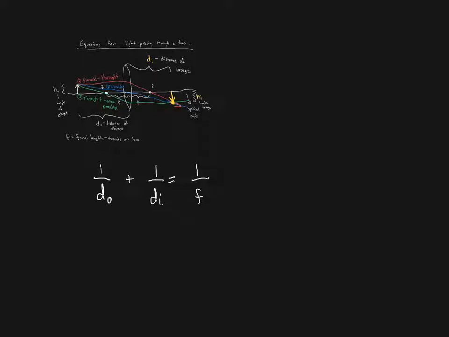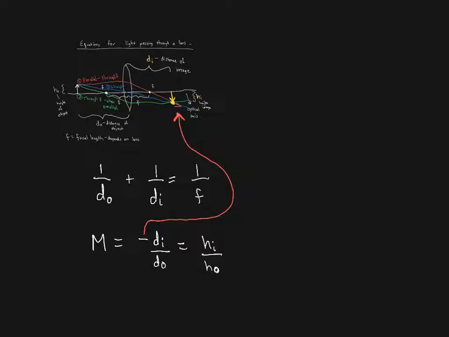And then you also need to figure out how big your image and object are, something called magnification. The magnification is going to be negative the distance of your image over the distance of your object, which is also equal to the height of your image divided by the height of your object. So what this negative tells us, this negative is very useful. It tells us that our image is actually upside down. So when you see a negative, you are beneath the optical axis.